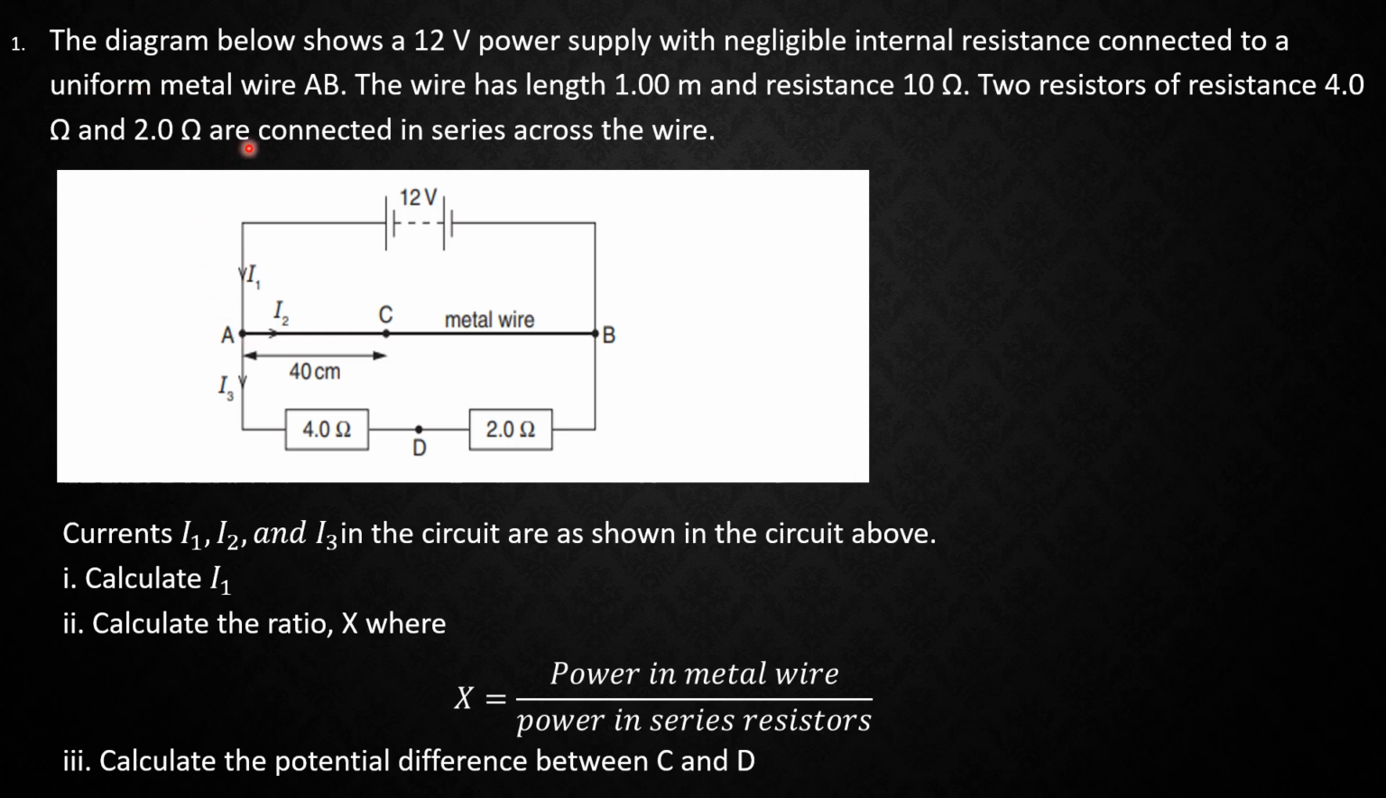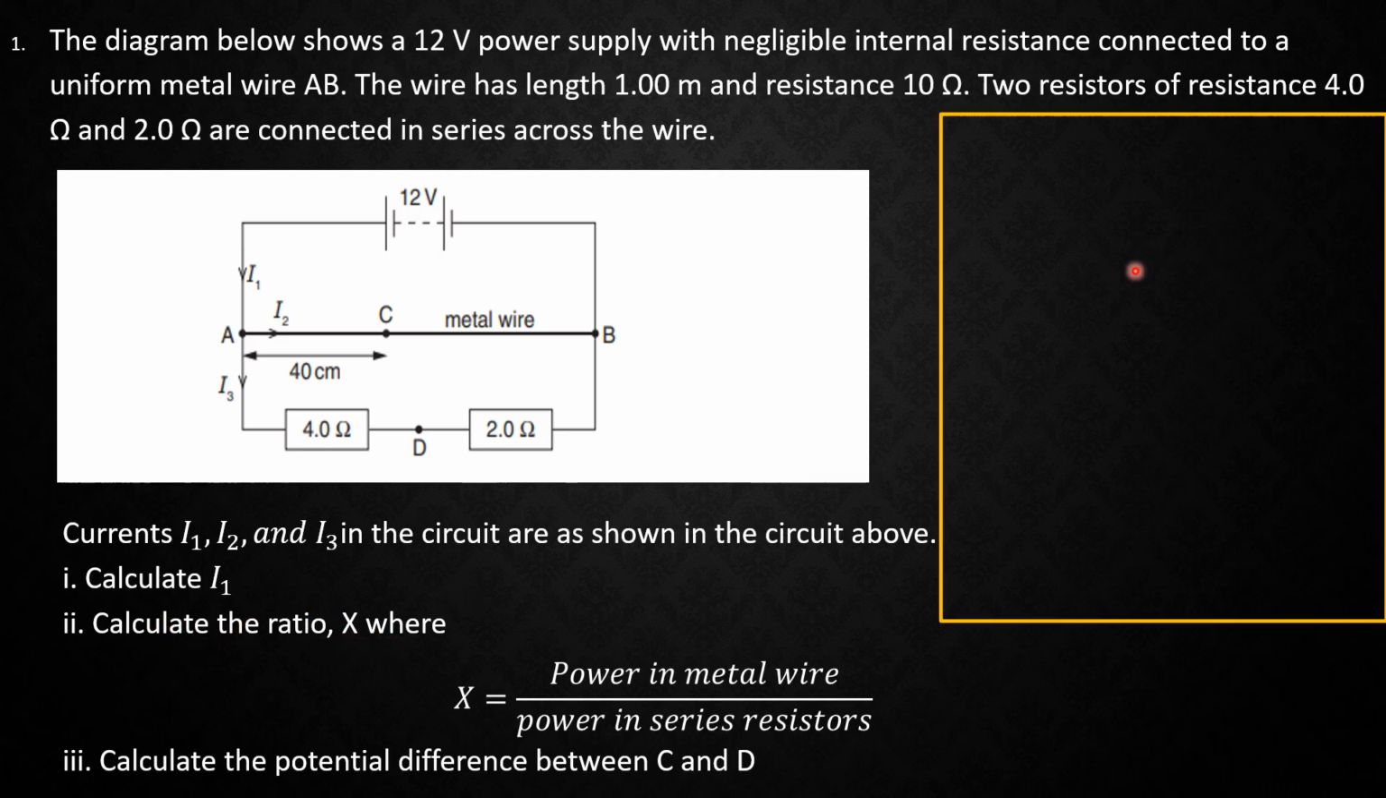The diagram below shows a 12-volt power supply with a negligible internal resistance connected to a uniform metal wire AB. The wire has length 1 meter and resistance 10 ohm. Two resistors of resistance 4 ohm and 2 ohm are connected in series across the wire. The currents I1, I2, and I3 in the circuit are as shown in the circuit above. Calculate I1, calculate the ratio.